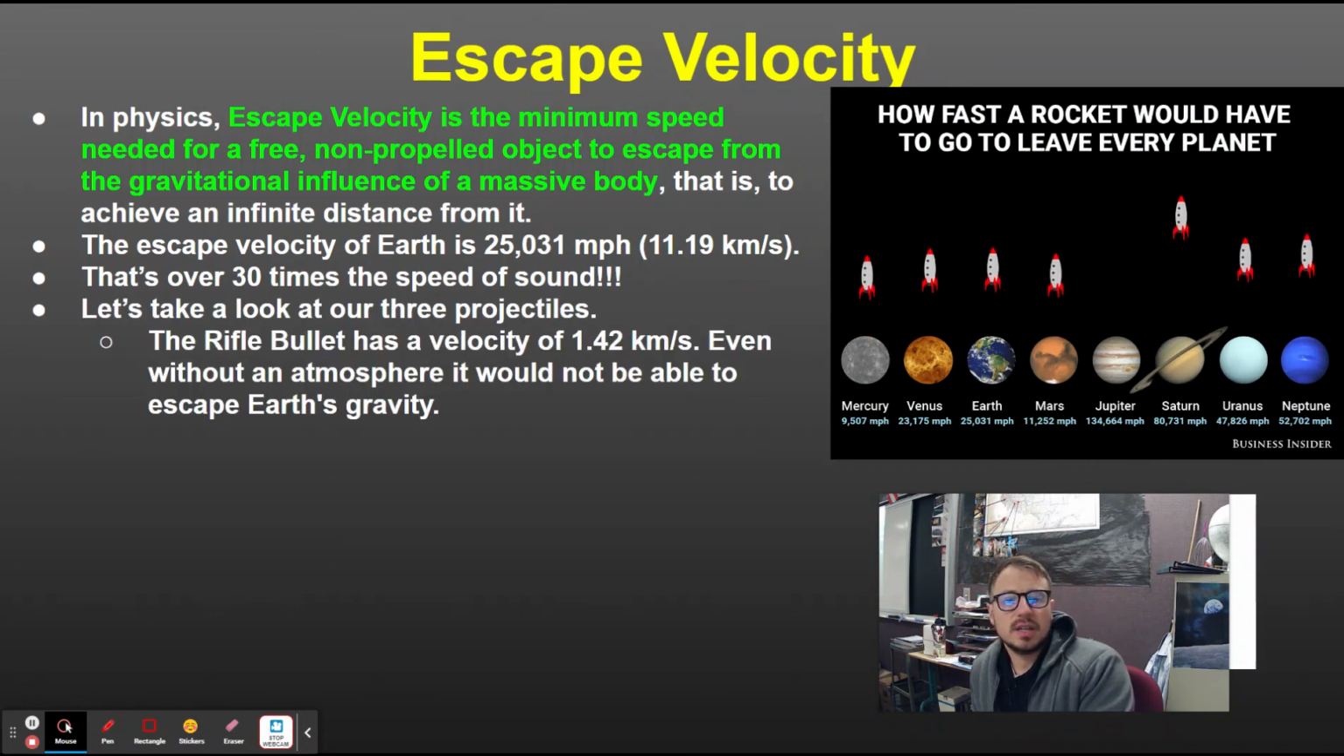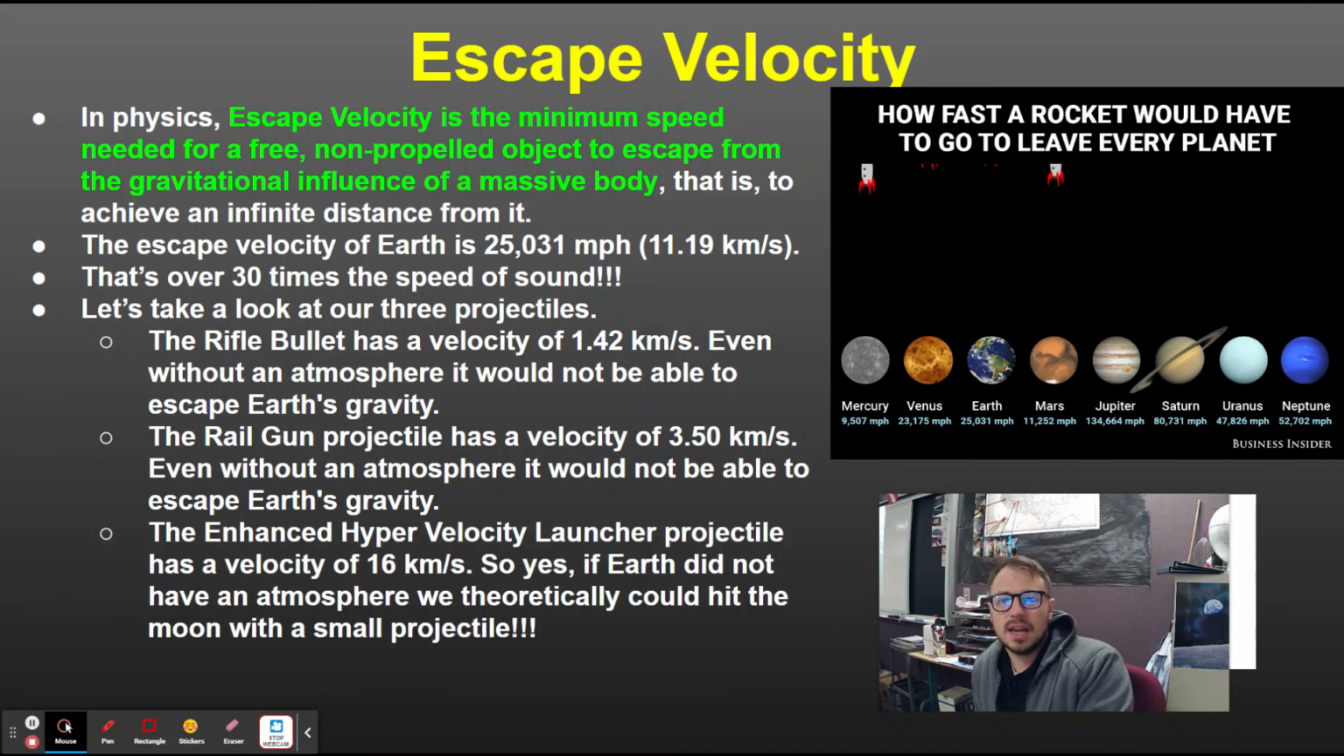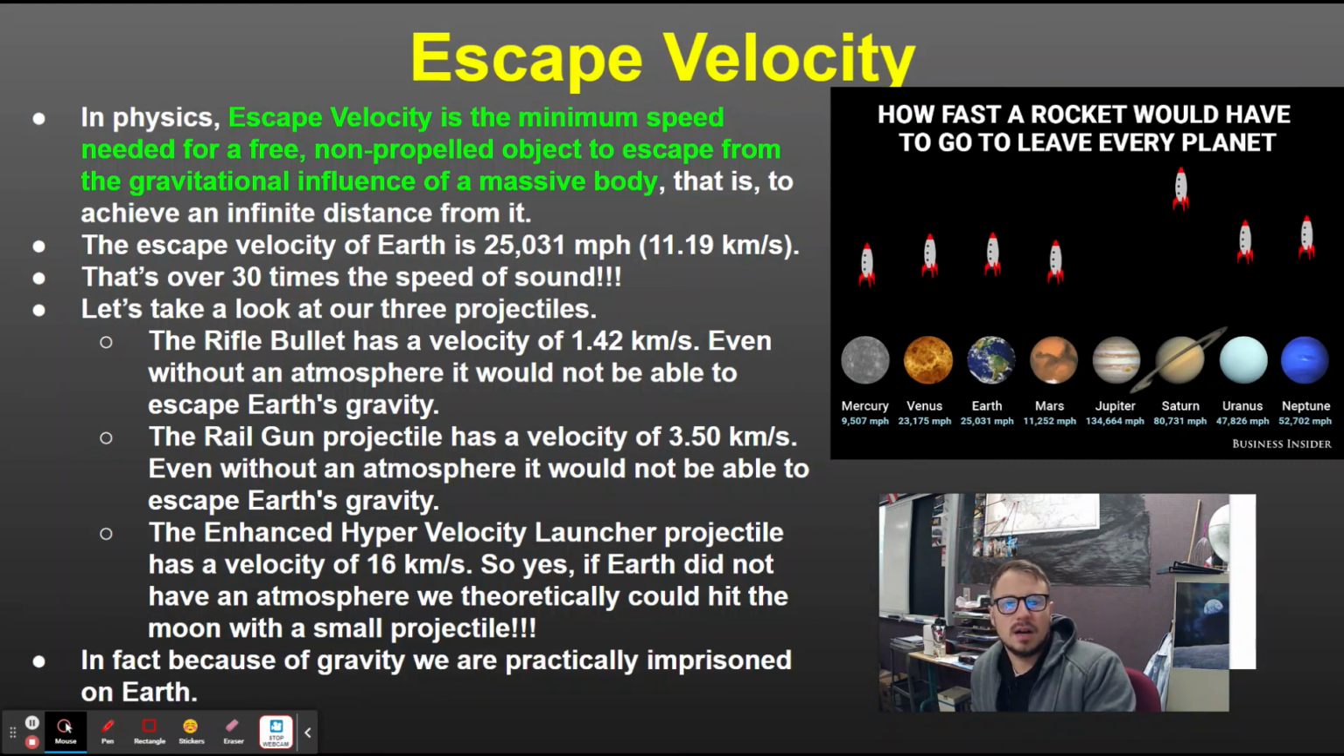So when we fire a rifle bullet directly up, a rifle bullet only goes 1.42 kilometers per second. Yeah, that's pretty fast, but even without an atmosphere, it would not be able to escape Earth's gravity. Now the railgun has a velocity of 3.50 kilometers per second. Even without an atmosphere, there'd be no way for it to escape Earth's gravity. And that enhanced hypervelocity launcher projectile has a velocity of 16 kilometers per second. So yes, if Earth did not have an atmosphere, theoretically that would hit the moon, right?